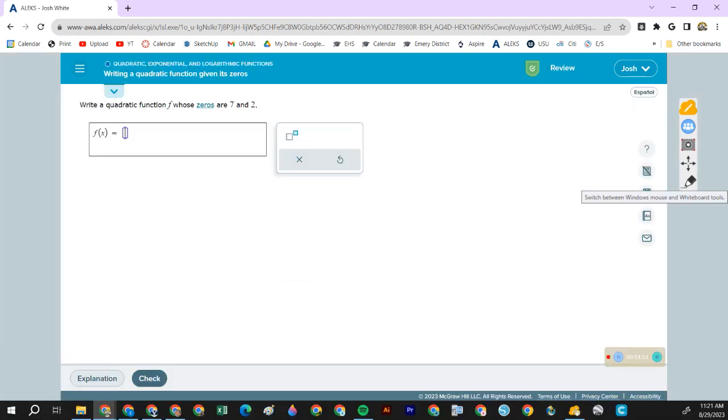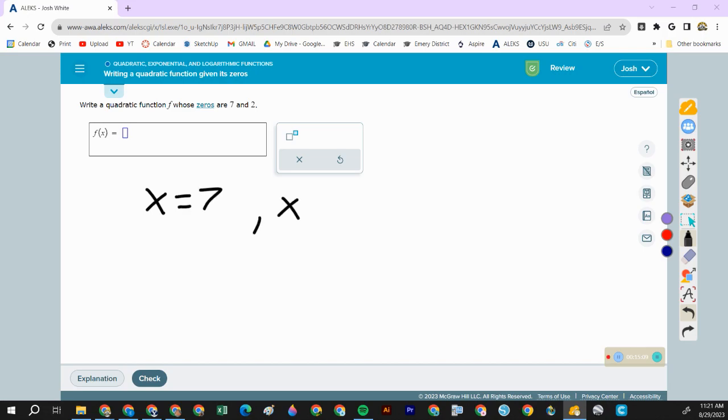All right. What if I know the roots are 7 and 2? How do I create an equation? So I know that x is equal to 7 and x is equal to 2. What factor would create x equals 7?